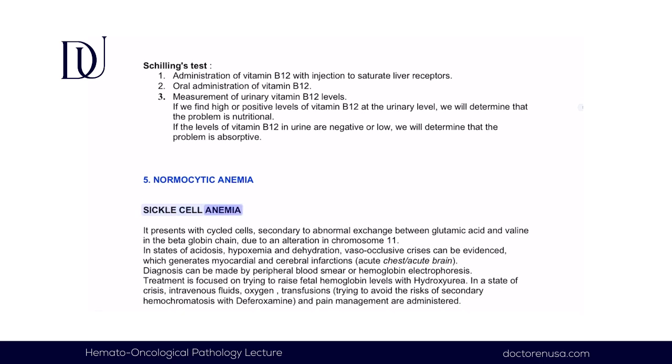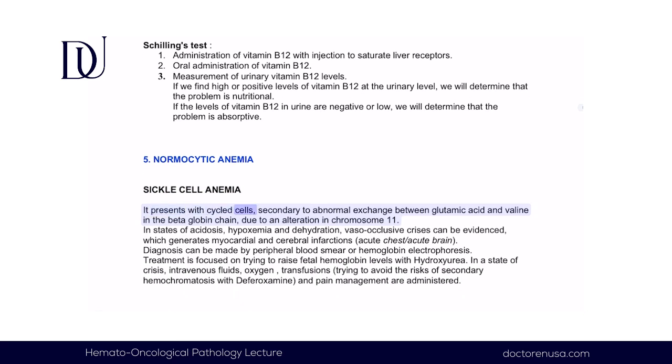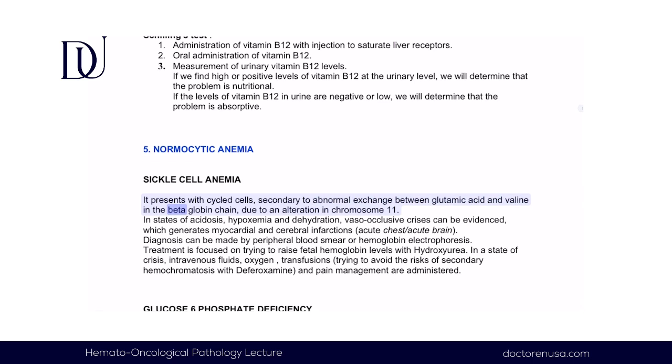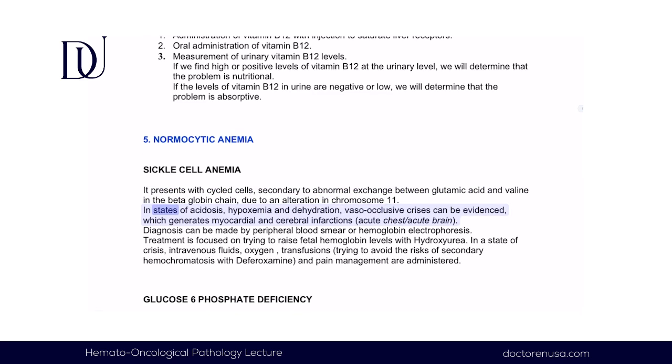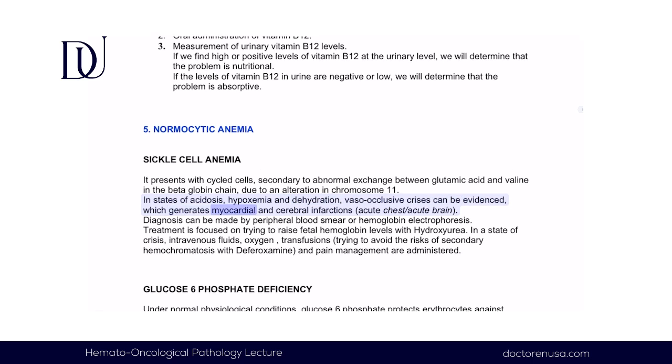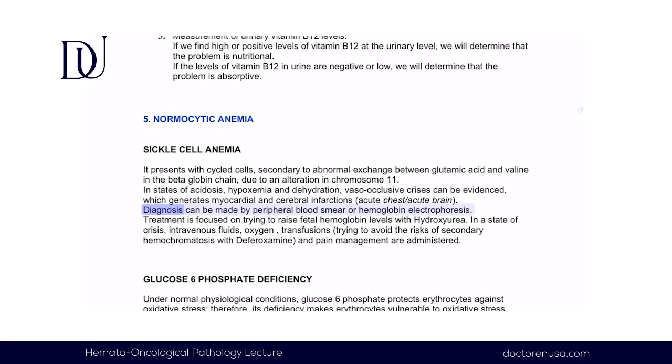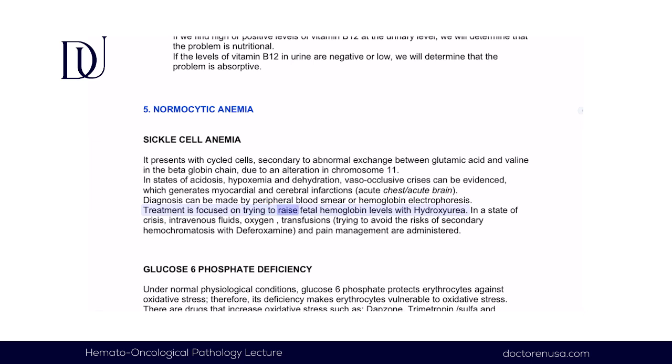Sickle cell anemia. It presents with sickled cells, secondary to abnormal exchange between glutamic acid and valine in the beta-globin chain, due to an alteration in chromosome 11. In states of acidosis, hypoxemia and dehydration, vaso-occlusive crises can be evidenced, which generates myocardial and cerebral infarctions, acute chest syndrome, and acute brain syndrome. Diagnosis can be made by peripheral blood smear or hemoglobin electrophoresis. Treatment is focused on trying to raise fetal hemoglobin levels with hydroxyurea.